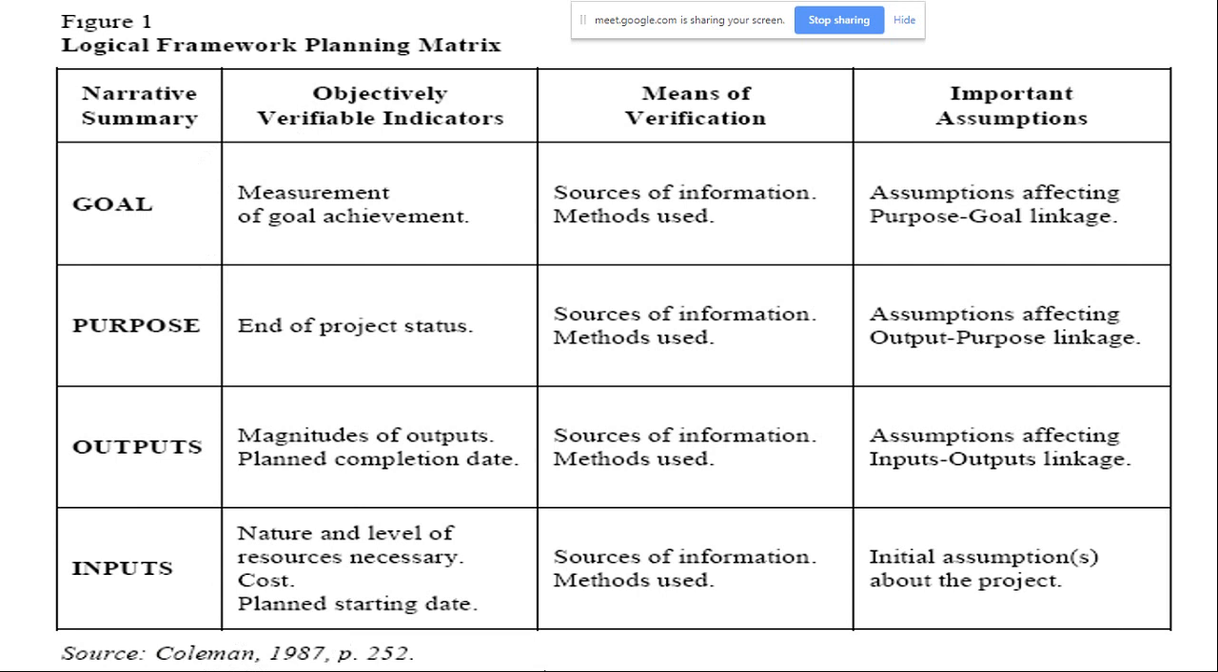1987, page 252. So here, when we talk about the inputs, we are talking about the nature and level of resources necessary, cost, plan, the starting date. Then when you go to outputs, we are talking about the magnitude of outputs, planned completion date, purpose, end of project status, goal, measurement of goal achievement.